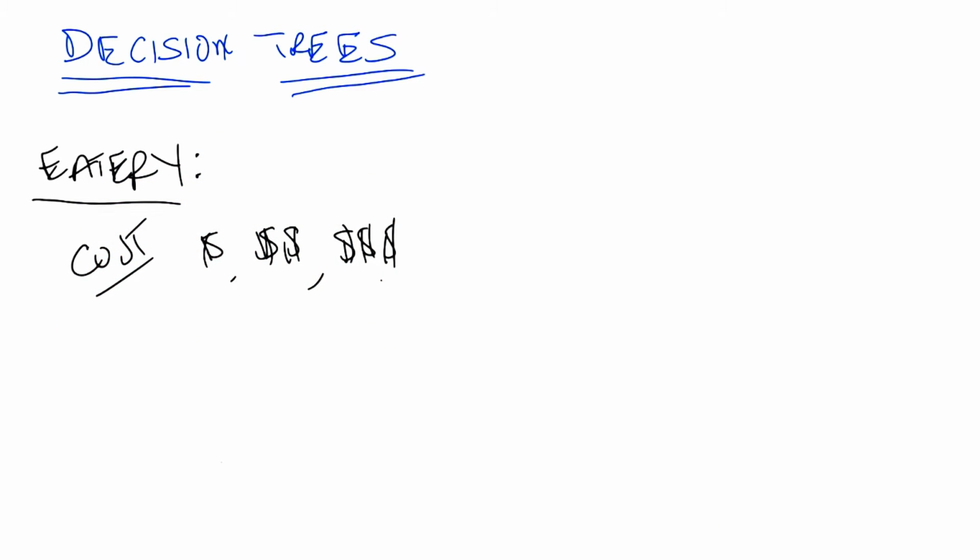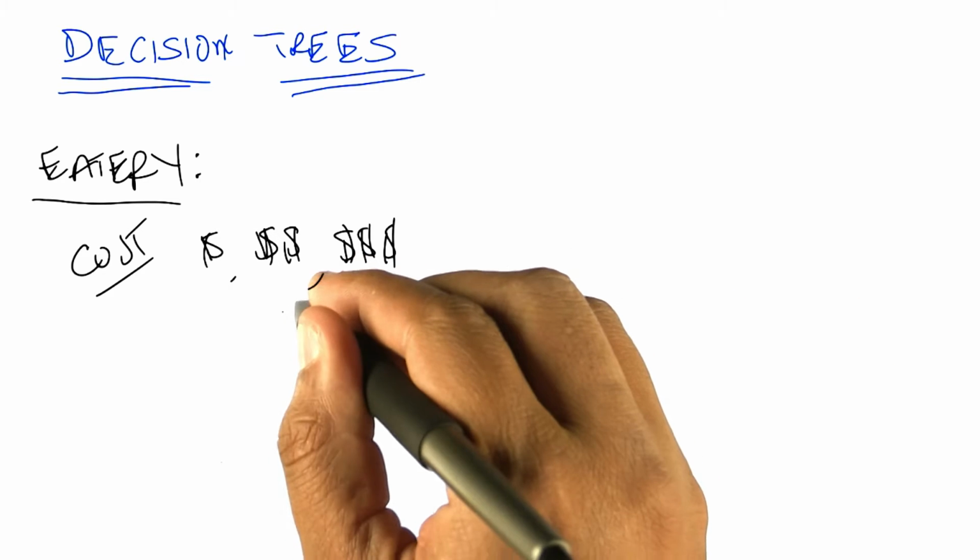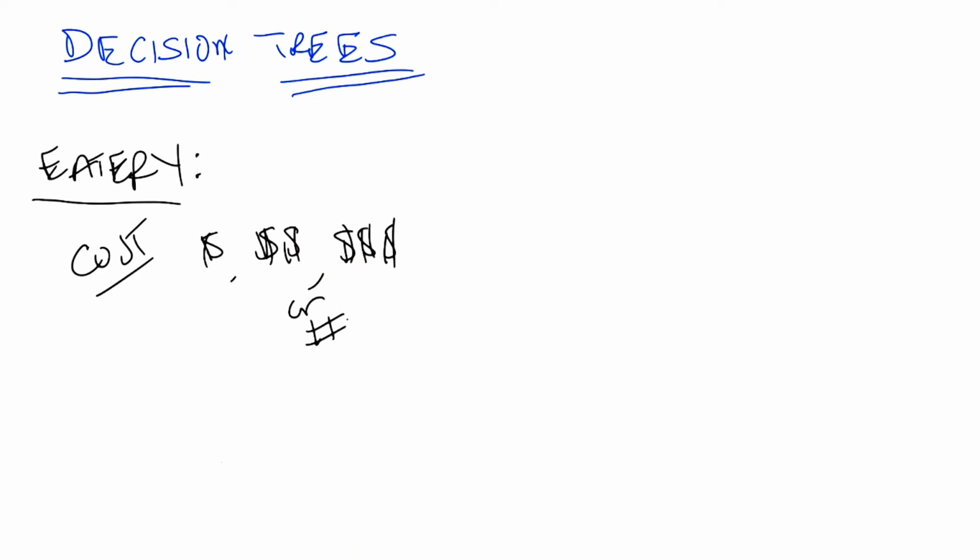By the way, it could also be represented as an actual number. Right, we could say, look, it's cheap, it's moderately expensive, it's really expensive, or you could have a number, which is the average cost of an entree. And it doesn't really matter for what we're talking about now, but just some way of representing cost.